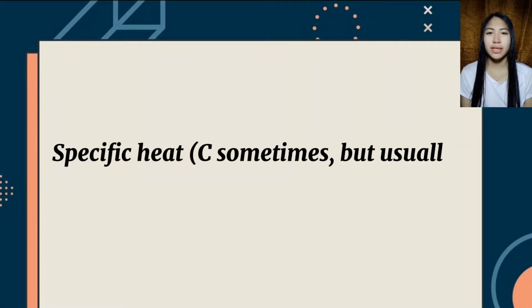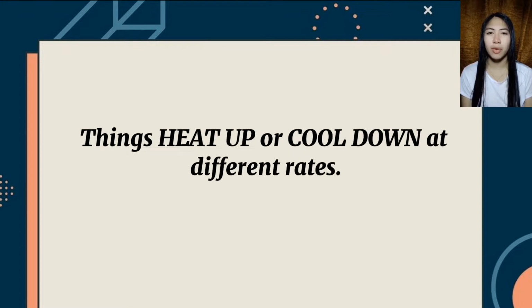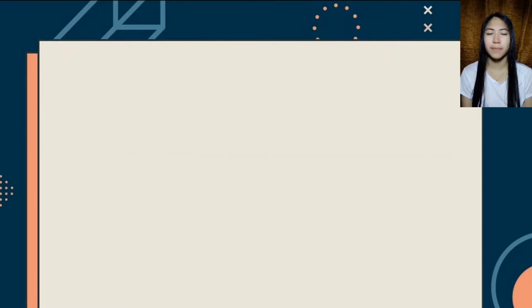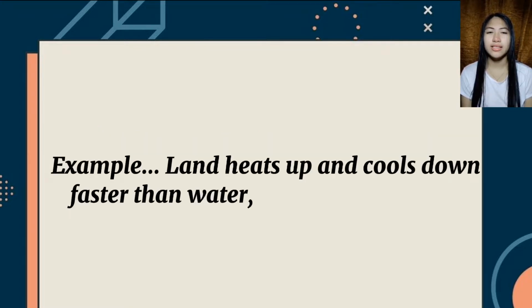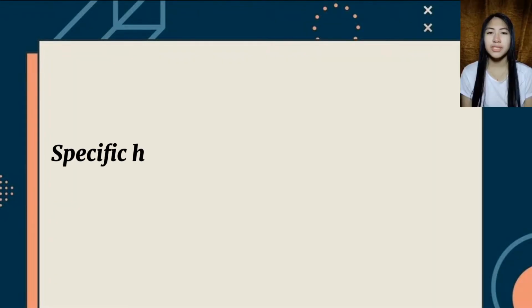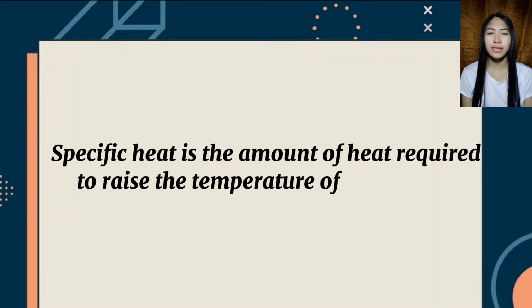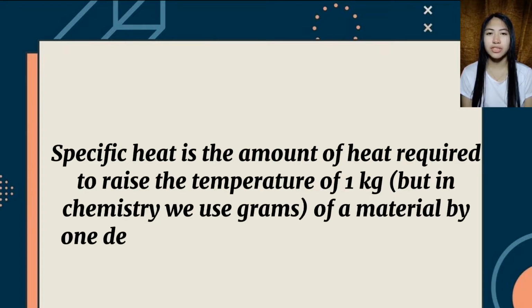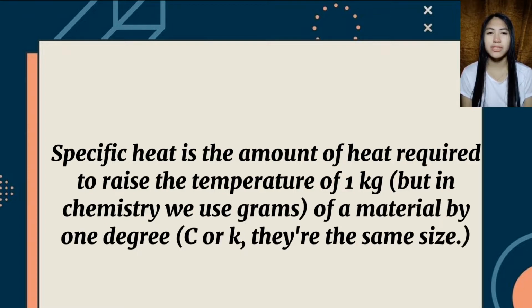Specific heat, C, sometimes S, but usually C. Things heat up or cool down at different rates. Example, land heats up and cools down faster than water, and aren't we lucky for that? Specific heat is the amount of heat required to raise the temperature of 1 kg, but in chemistry we use grams instead, of a material by 1 degree, C or K, they are the same size.